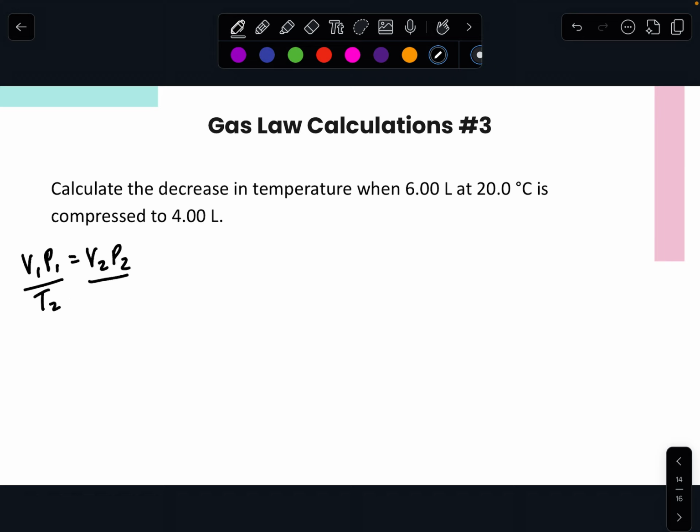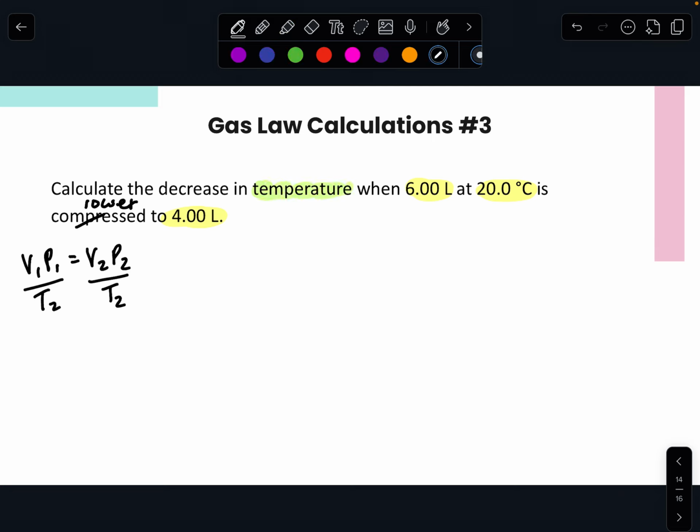So I'm starting again with my combined gas law. I'm going to go through and read my problem. It tells me that I want to calculate the temperature when I have 6 liters at 20 degrees Celsius. It tells me the volume is changed or decreased, right? Remember, compressed just means lowered to 4. And then I'm looking for the temperature. That's what I'm trying to solve.